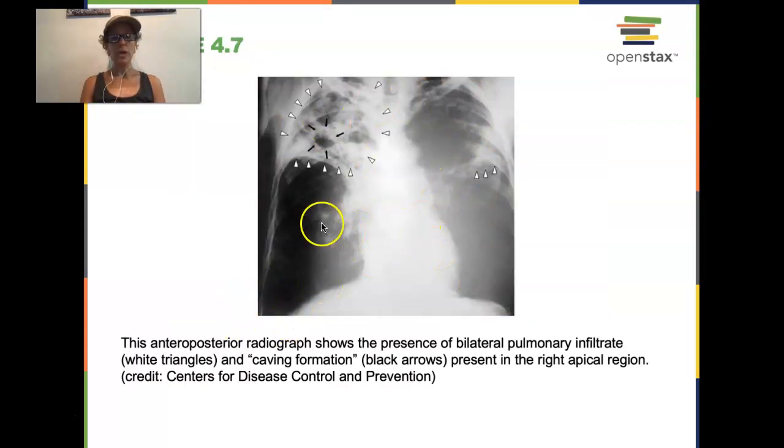This is an x-ray of someone with tuberculosis. So they've got the bilateral, both sides, pulmonary, lungs, infiltrate. So they've got the walled off features happening with tuberculosis.